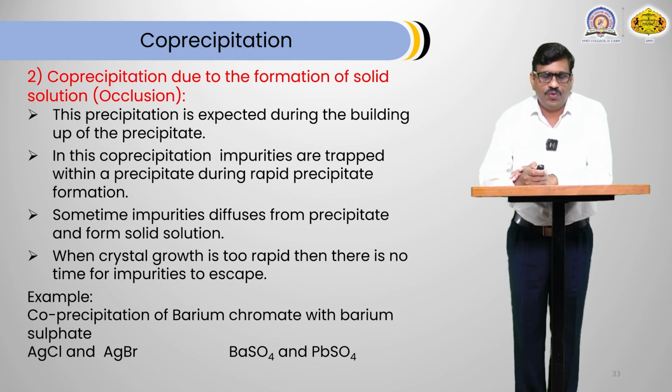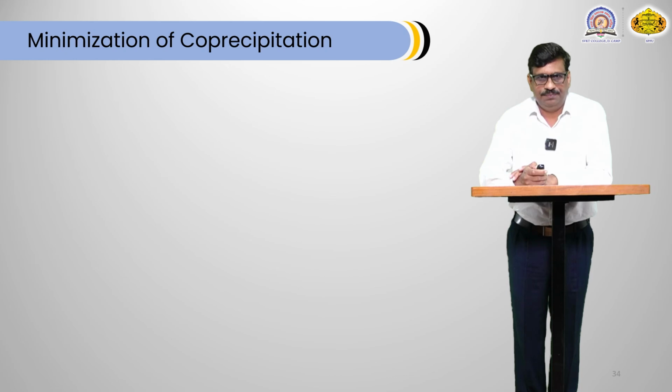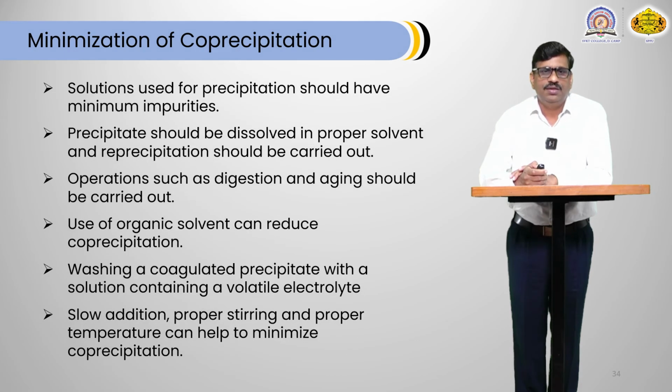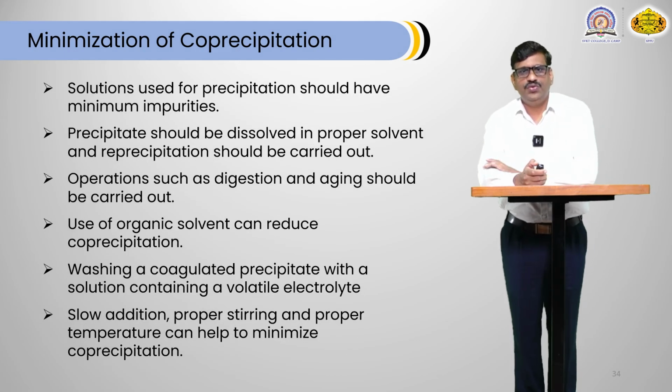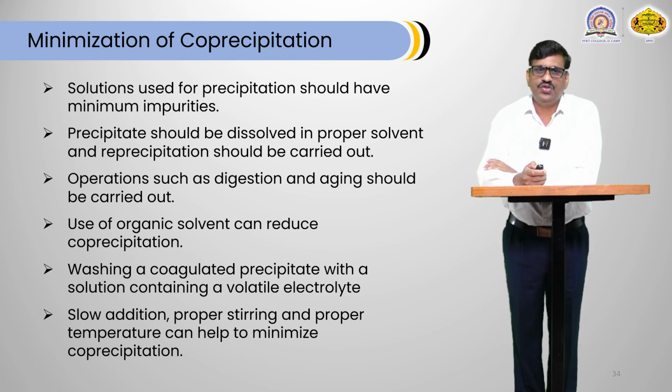Examples of this type of co-precipitation: co-precipitation of barium chromate with barium sulfate, AgCl and AgBr, and BaSO4 and PbSO4, they can be precipitated. Now minimization of co-precipitation, how can that co-precipitation be minimized? First thing, solution used for precipitation should have minimum impurities.